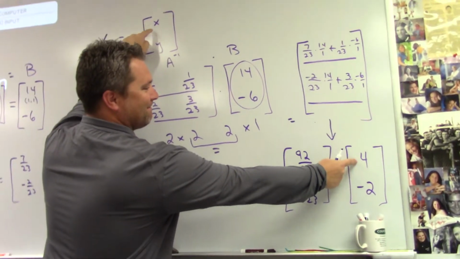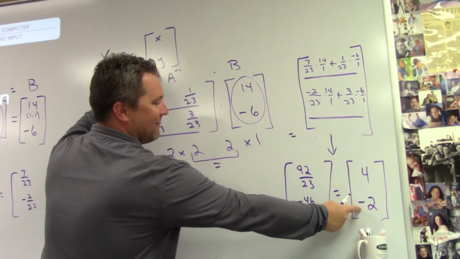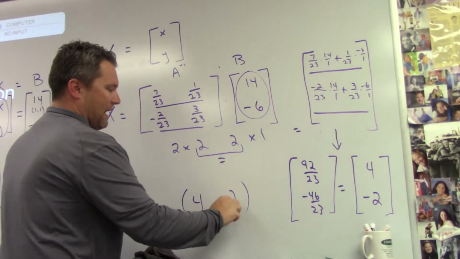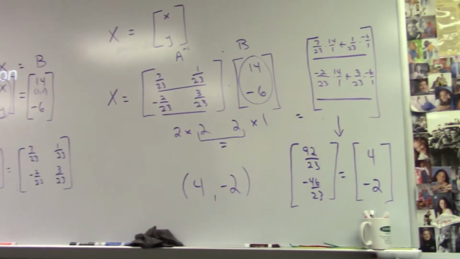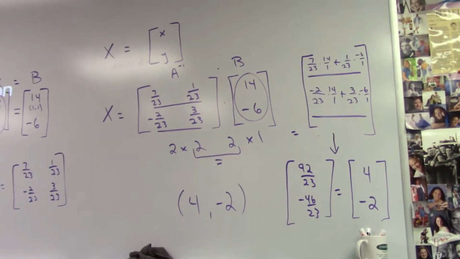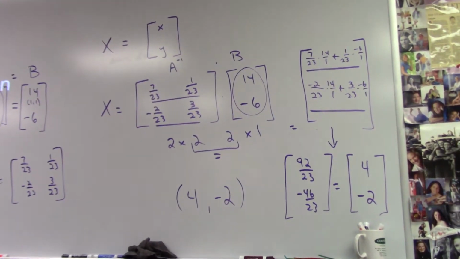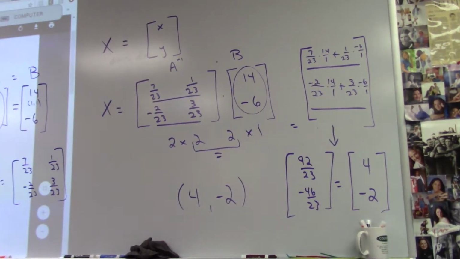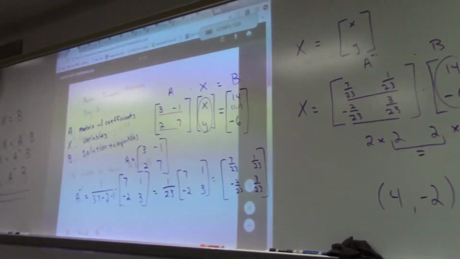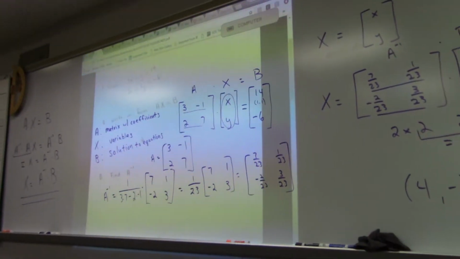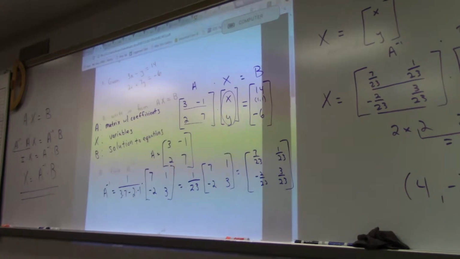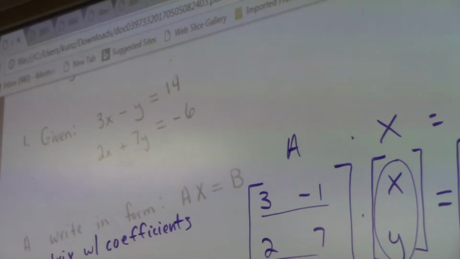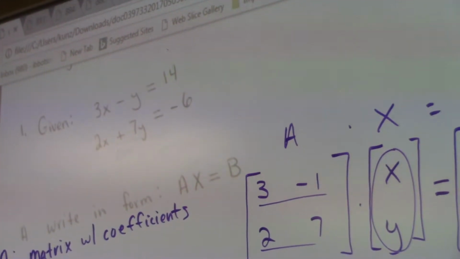What did the y represent? So what's the solution to this? 4, negative 2. Okay, so check that in the original. 3 times 4 is 12, minus negative 2, or plus 2, is 14.